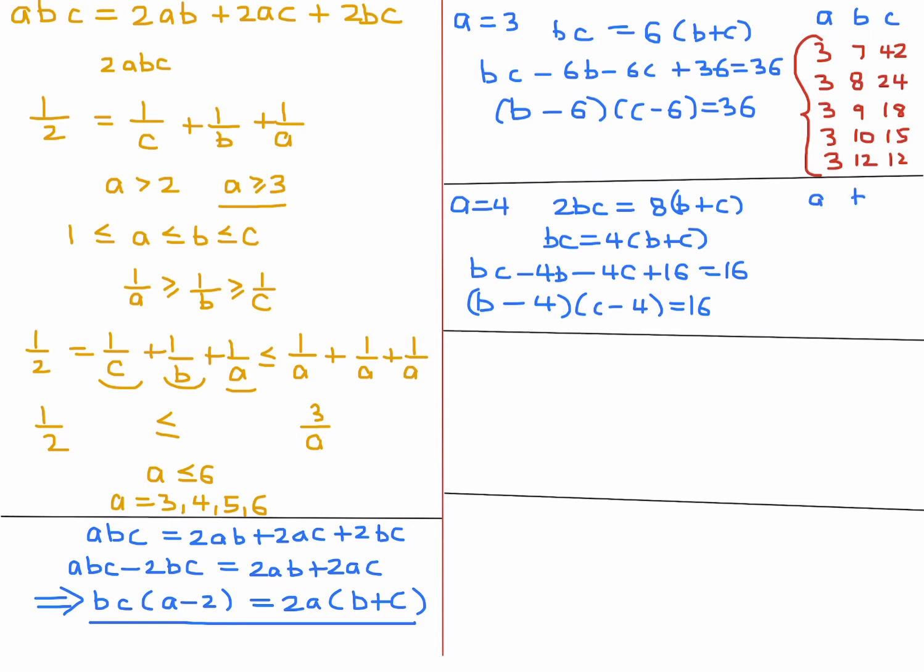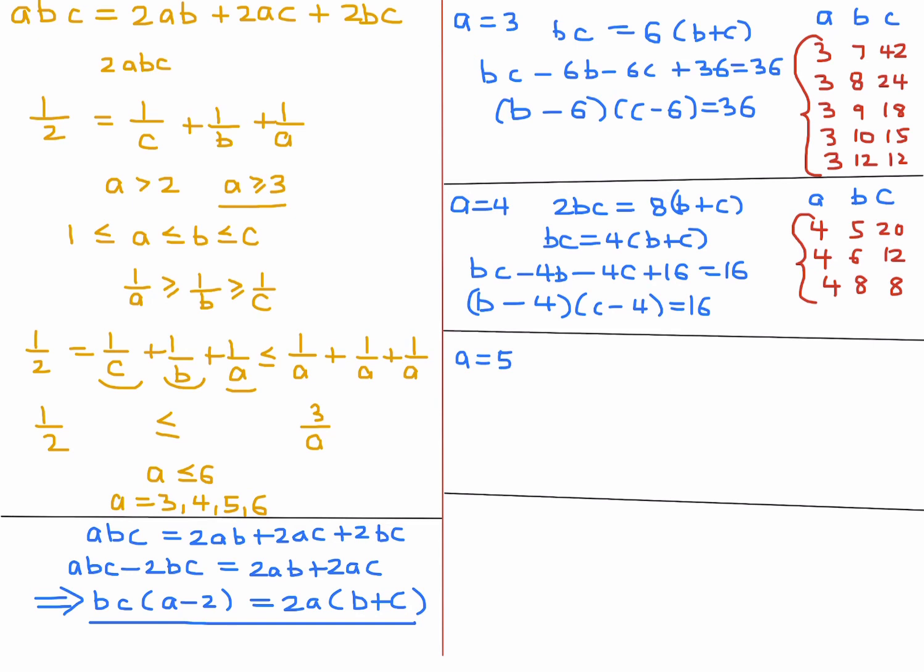So now let's figure out our ABCs here. And again, the hope is that doing this fancy algebra helps you figure out the ordered pairs. And you get 5 and 20, 6 and 12, and 8 and 8. And of course, A here is 4. So I got 3 ordered triples. Moving right along, we got A equals 5 now.